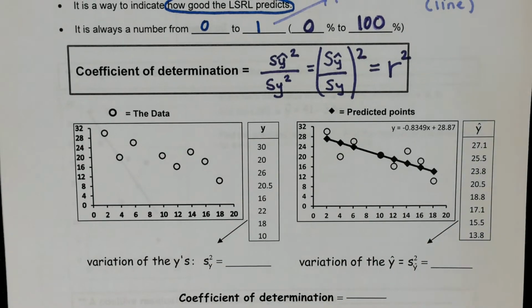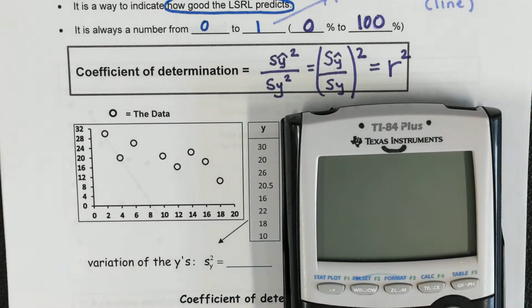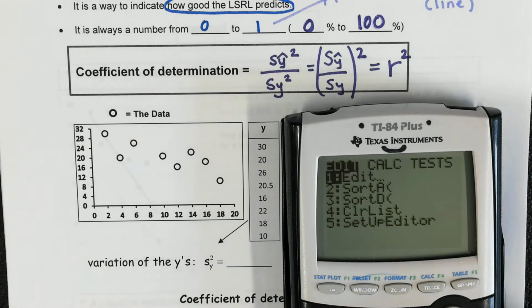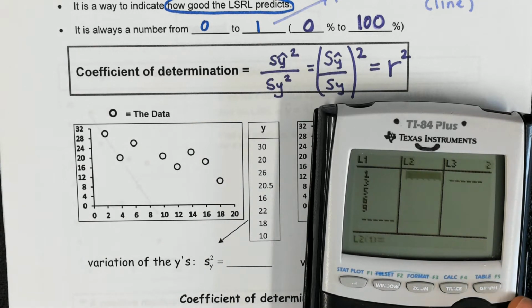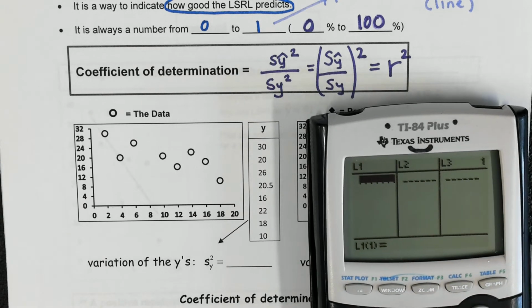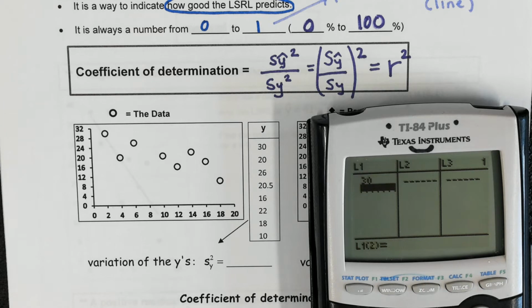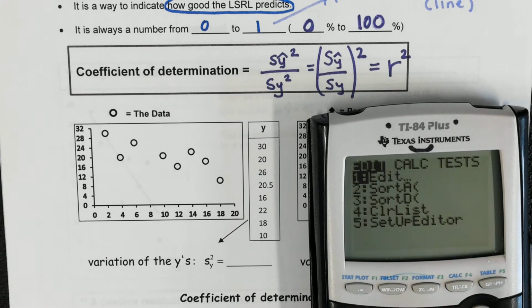The first thing I would do is pop over to my calculator. I would go to stat, and edit my lists. I'm going to clear all of these things out. Remember, you arrow up, hit the clear button, and then hit enter. And I'm going to type these in. So I have 30, 20, 26, 20.5, 16, 22, 18, and 10. Okay, then I am going to go over to stat, because that's my favorite button.